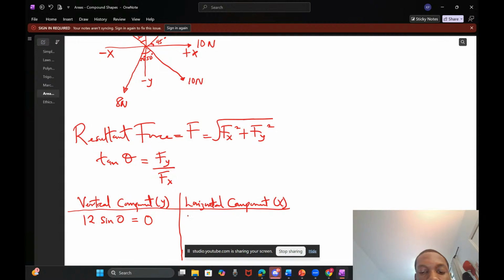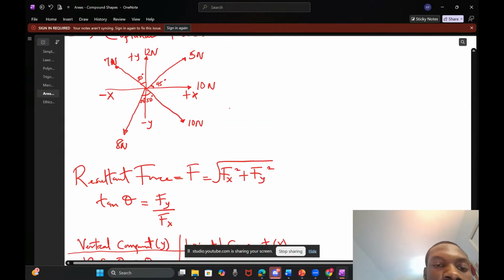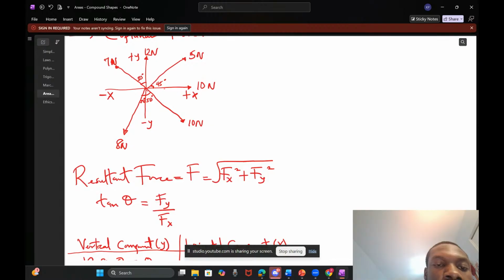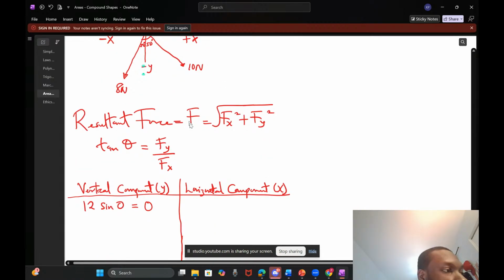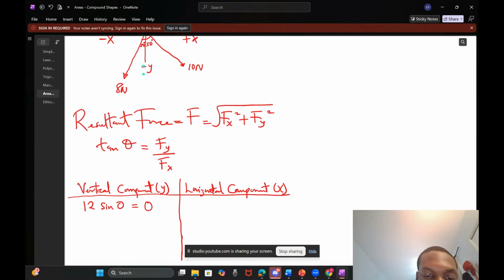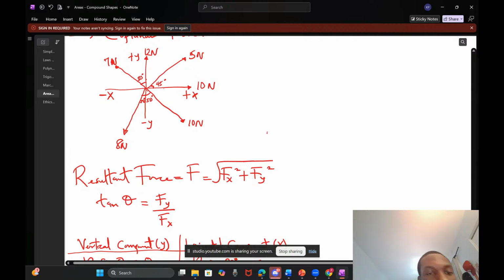Okay. Now for the horizontal component, the angle from here to here will make 90 degrees to this vertical line. Okay. So in this case, it will be 12 cos 90 degrees. And 12 cos 90 degrees will be equal to 0. So now let's go to 5 newtons.